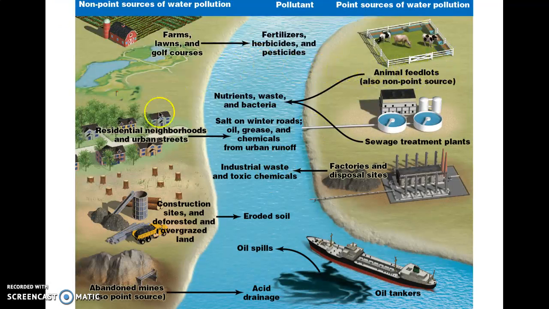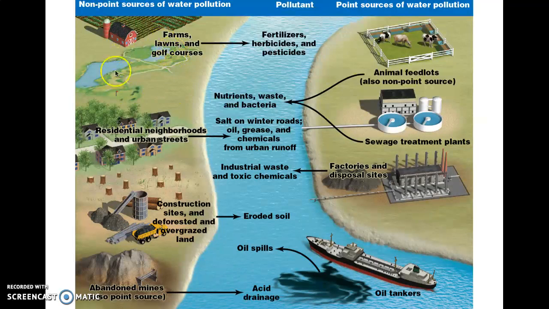So here's a good diagram that shows the difference between non-point source and point source. Point source is a little bit easier. If you look right here, this oil tanker, if it leads to an oil spill, is definitely a point source pollutant. Factories and disposal sites, if they're putting their chemicals or their industrial waste into a body of water, that's point source. Sewage treatment plants, which we will talk about, as well as animal feedlots, are depositing nutrients, waste, and bacteria into the water. Animal feedlots can also be non-point source if there's many of them spread out over a large area, but if there's just one, then one can give its own pollution, then that would be a point source.